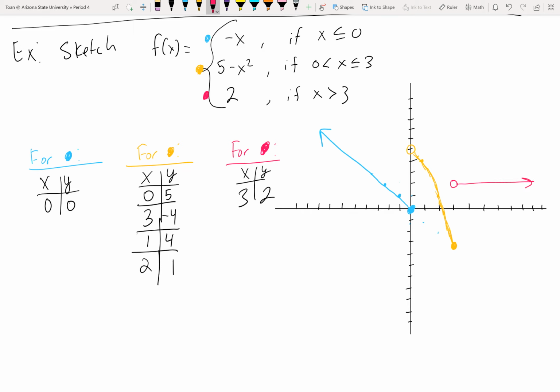That, as ugly as it looks, is the piecewise function sketched. Sketching a piecewise function, in summary, is not very difficult, not very confusing. There's a lot of organization. Just graph each piece separately. I suggest starting at the domain splits and then working away from there.